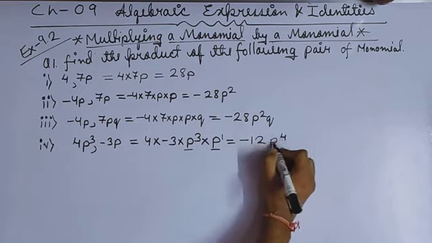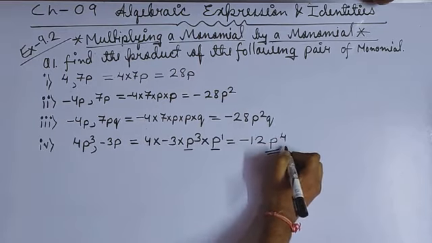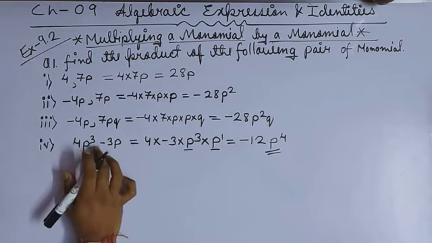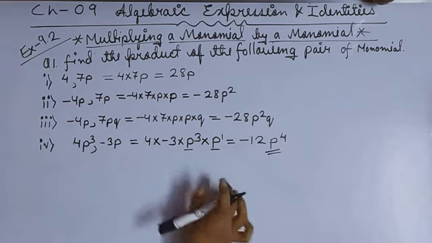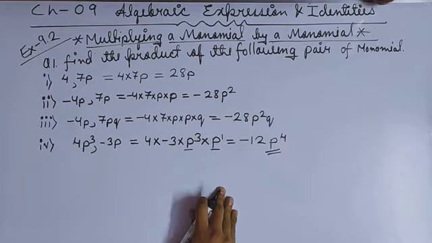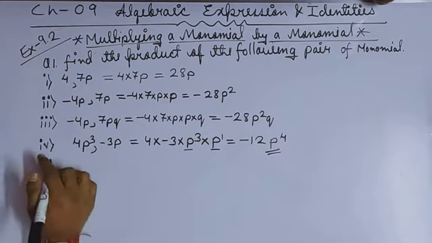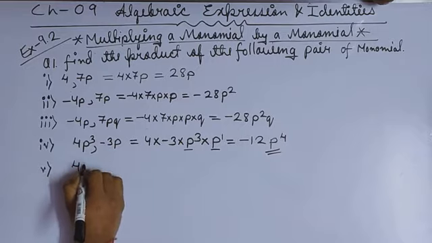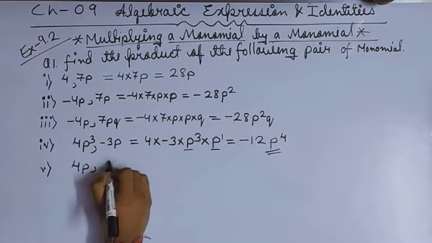So this is p to the power 4. I hope you understood this one also. When the powers are different and the bases are the same, what we will do is use the laws of exponents and add the powers on multiplication.